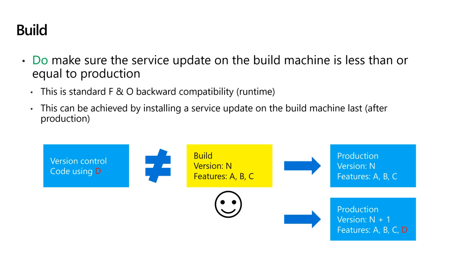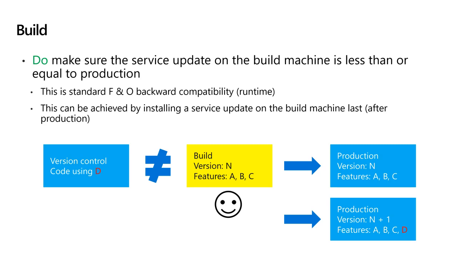named D, which was new, and if the build machine has not been updated, class or table D was new in version N+1. It does not exist in version N, and if you check in that code and run a build, the build will fail. And even though it's a failure, that's the preferred option here. So that's our happy path.